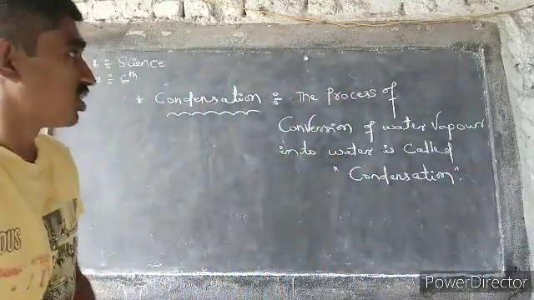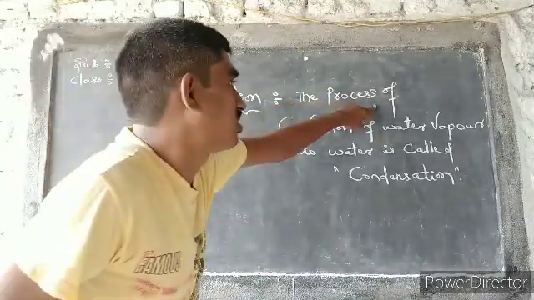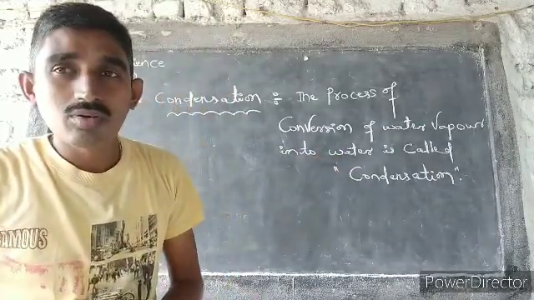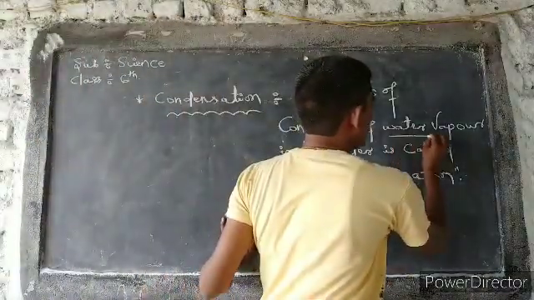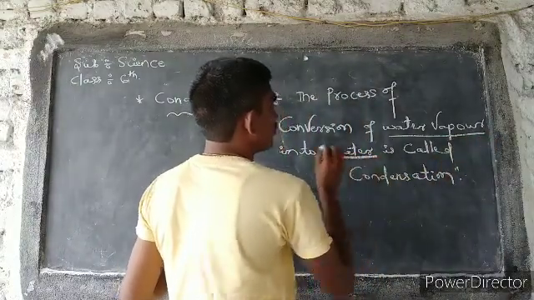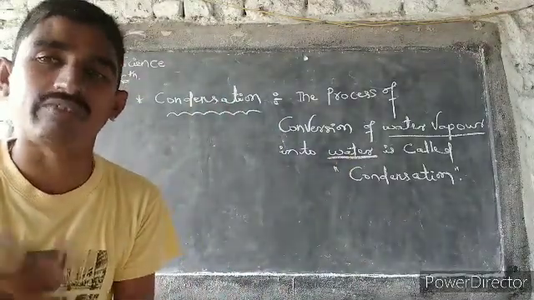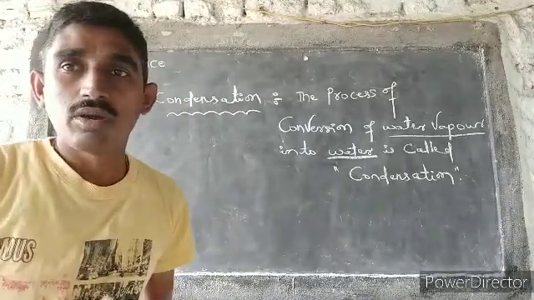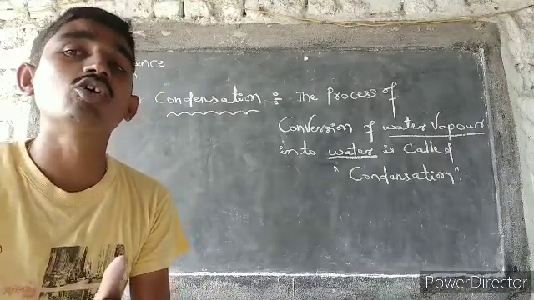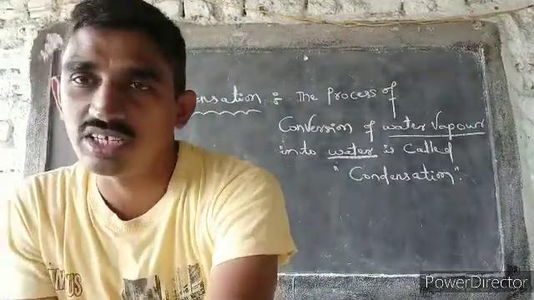Okay, now students, here you see the definition of condensation: the process of conversion of water vapor into water. Before, in the definition of evaporation, water is converting into water vapor. But here, students, water vapor is converting into water. This is known as condensation, students.